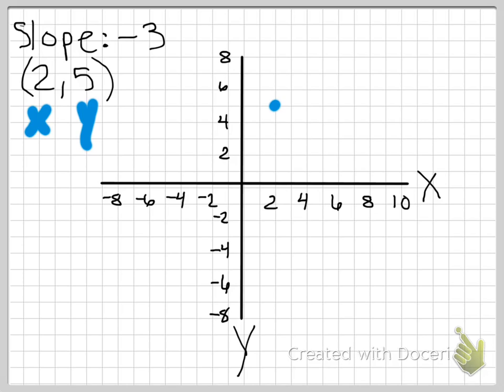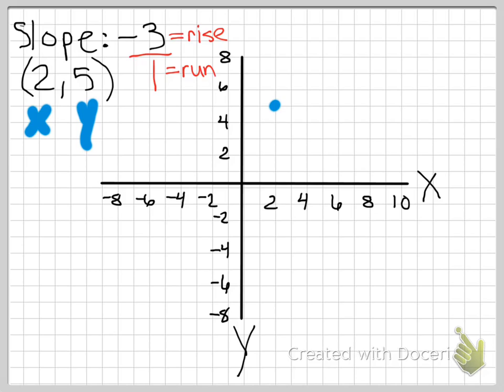Now remember, any whole number I can write over 1. So if you ever see a slope that's just a whole number, you know that that's the same thing as putting it over 1. Now you have your rise over your run. Which one's your rise? -3 or 1? -3 is your rise, and 1 is your run.